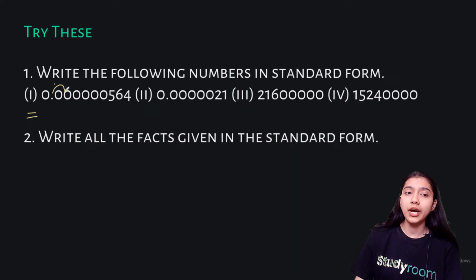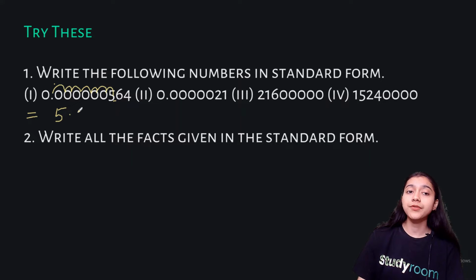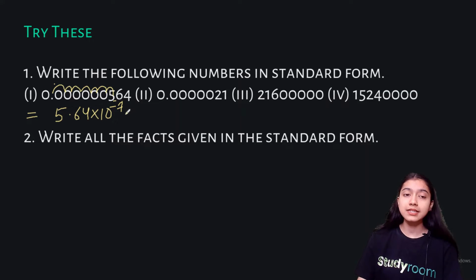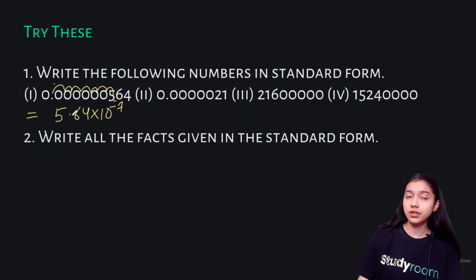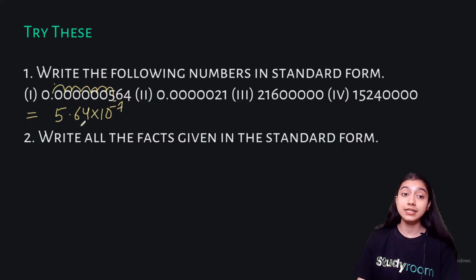We are shifting it 1, 2, 3, 4, 5, 6, 7. So basically we'll give the decimal over here. So we are shifting 7 places. So the answer will be 5.64 into 10 to the power of minus 7. This will take a negative sign because the decimal is shifting towards the right hand side and the point will be over here. So the standard form is 5.64 multiplied by 10 to the power minus 7.